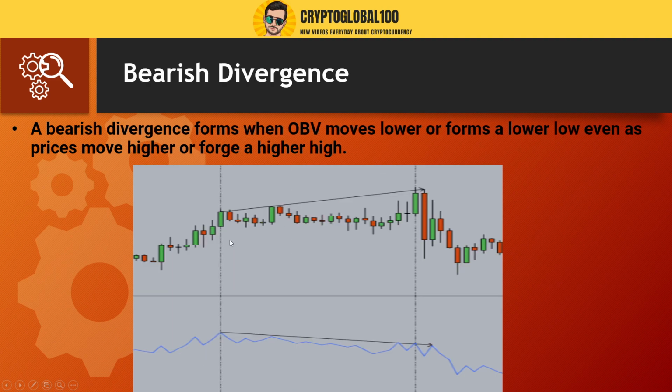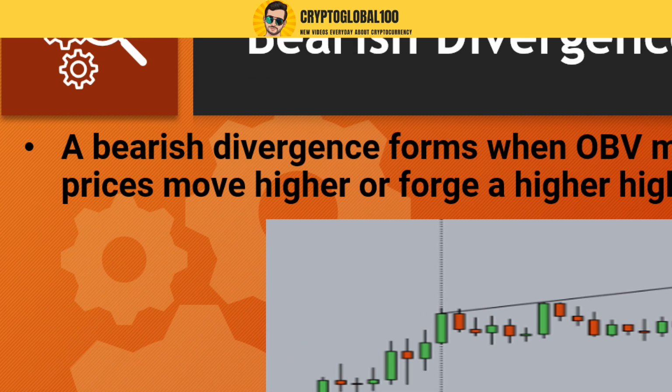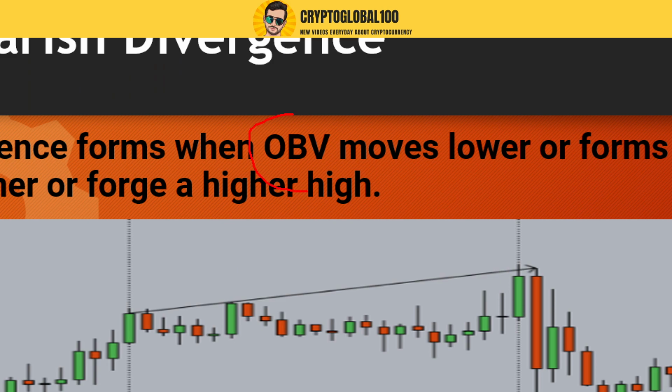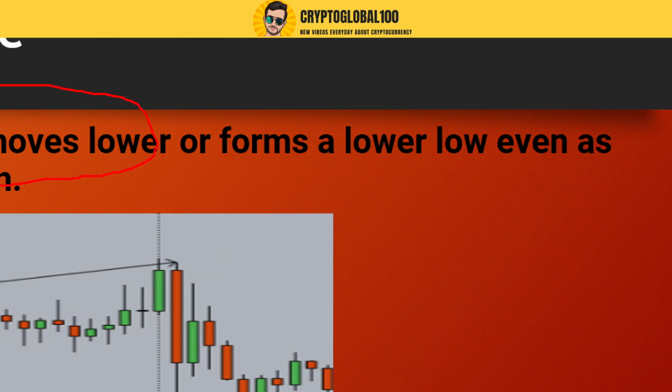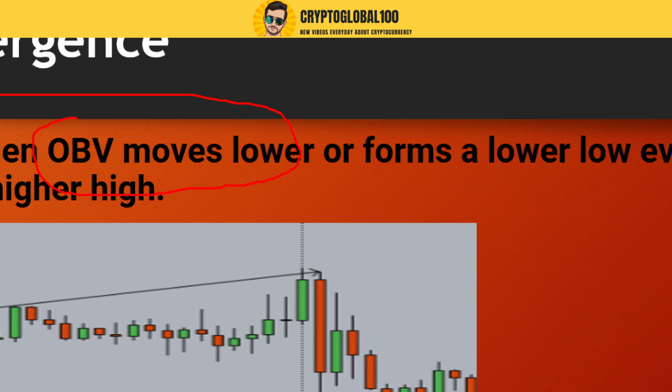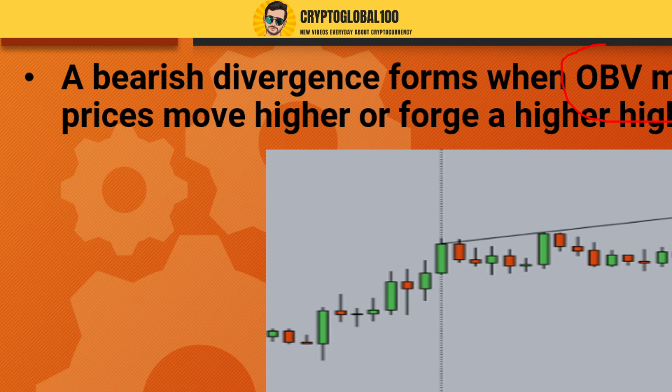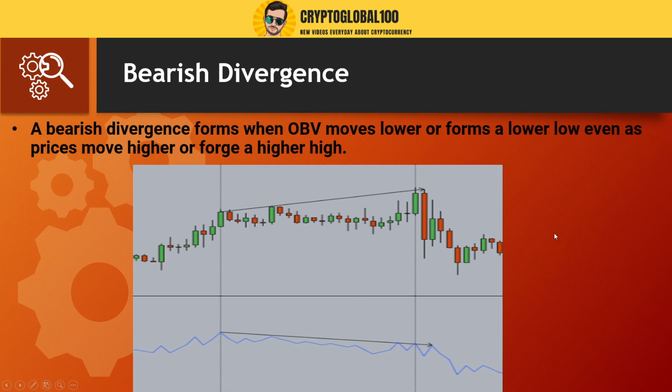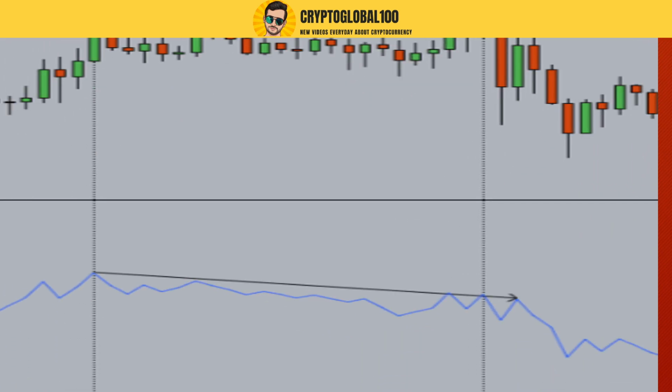The second one is the bearish divergence. A bearish divergence forms when the OBV moves lower, making lower lows, or forms a lower low, even as the price is moving up. Now here is another example.